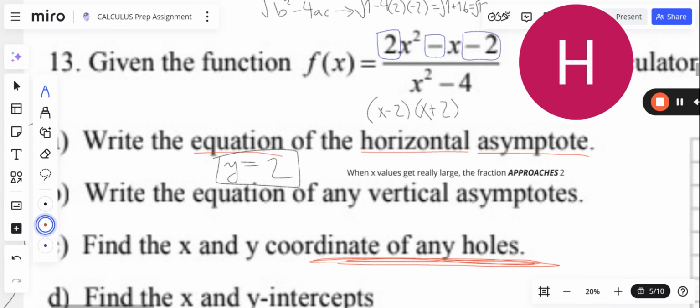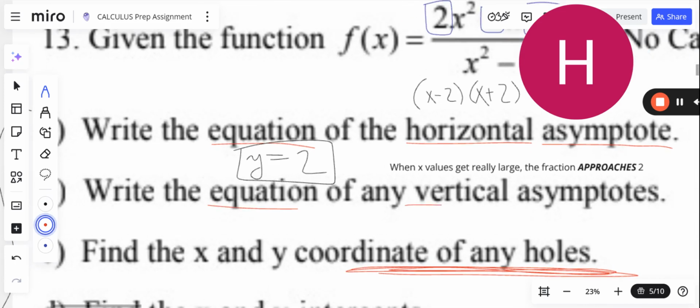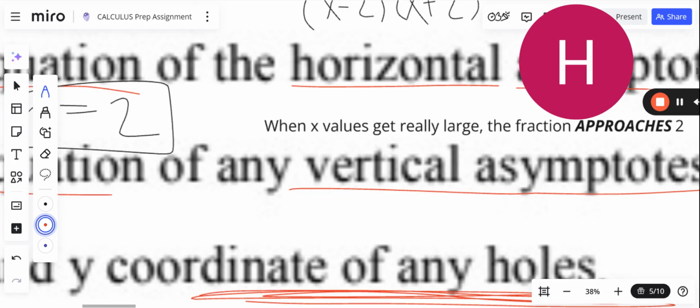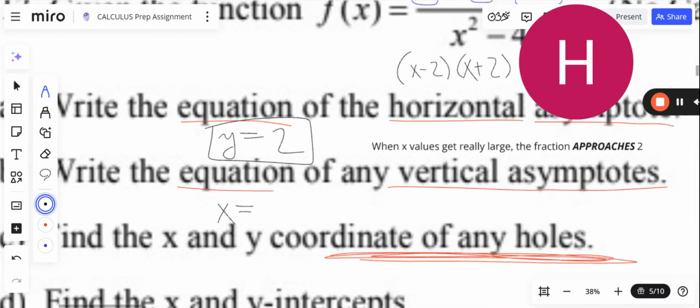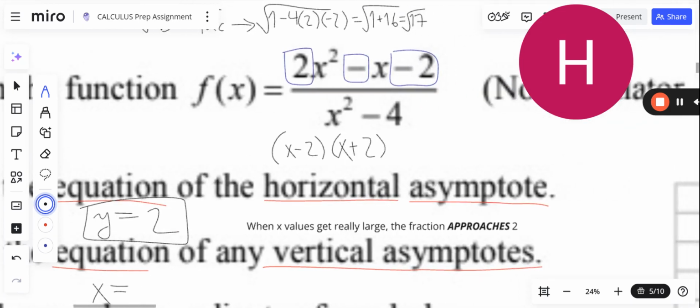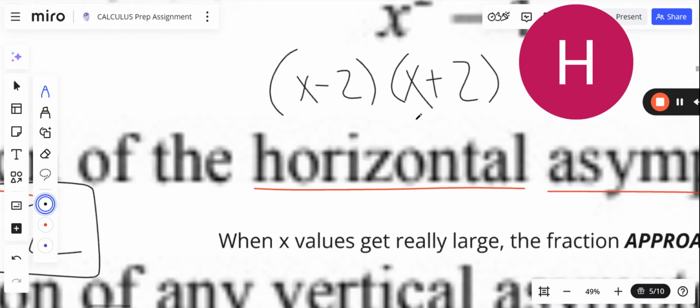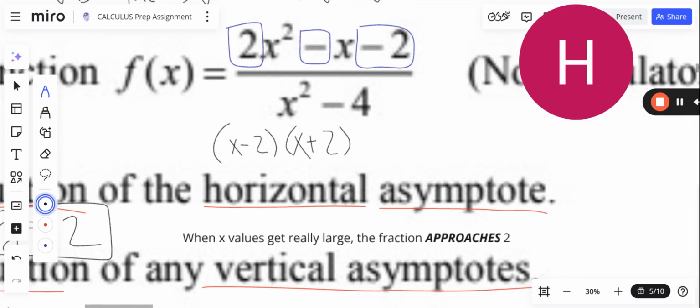Next, we want to write the equation of any vertical asymptotes. Now, a vertical asymptote is going to be a line that goes up and down. And so these are going to be x equals equations. I say equations because there are 2 of them in this case. The vertical asymptotes are values for which the denominator only is equal to 0. What do I mean only? The denominator only, not the numerator. So we're going to look at x equals 2. That will make the denominator 0 since it's one of the factors.